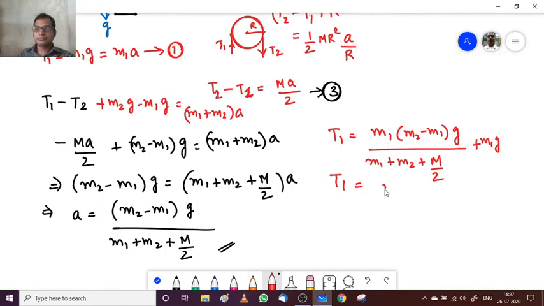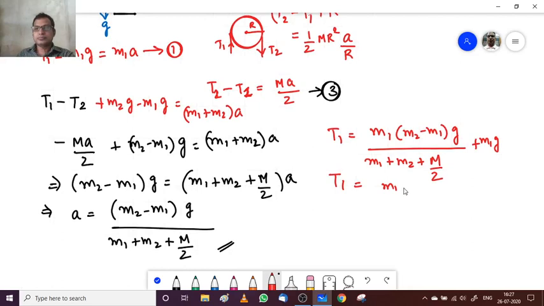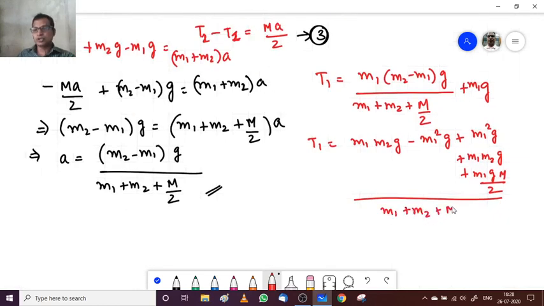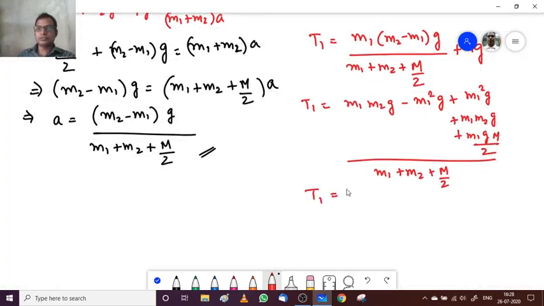Let's see what we can say for T1. So this is M1G. Okay, so T1 is equal to M1 M2G minus M1 square G plus M1 square G plus M1 M2G, plus M1G M by 2, divided by M1 plus M2 plus M by 2, right? So you can say tension T1 is equal to, something we can cancel here. Yes, this is gone. So what is left is 2 times M1 M2G, and then M1G M by 2, where capital M is the mass of the pulley, divided by M1 plus M2 plus M by 2.